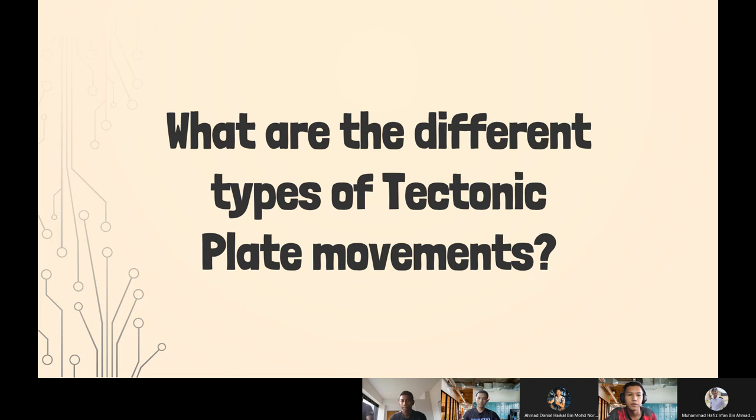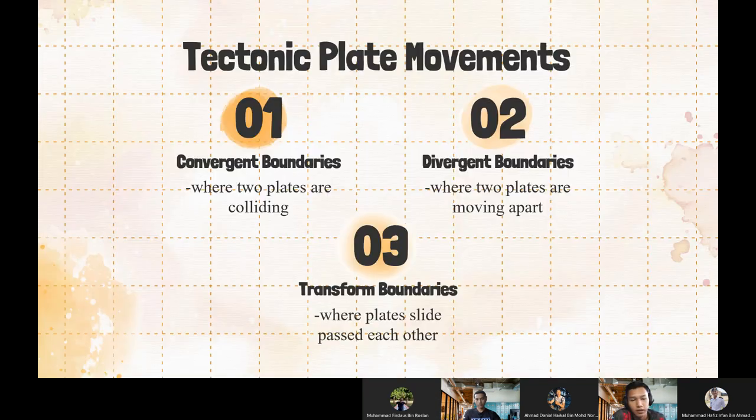Now I will present about the different types of tectonic plate movement. Basically we have three types of tectonic plate movement. One is convergent boundaries, where two plates are colliding. Second is divergent boundaries, where two plates are moving apart. And number three is transform boundaries, where plates slide past each other.